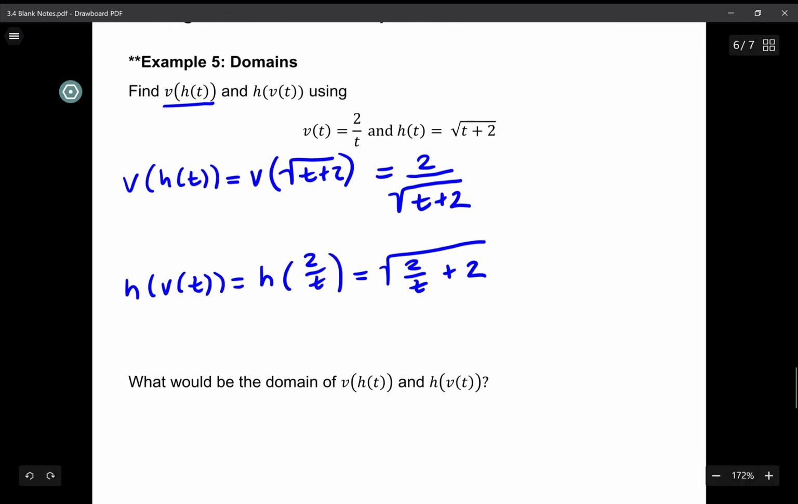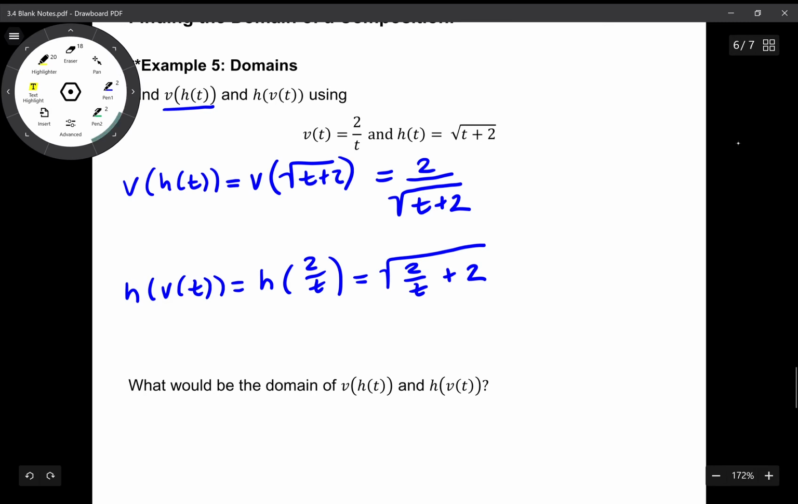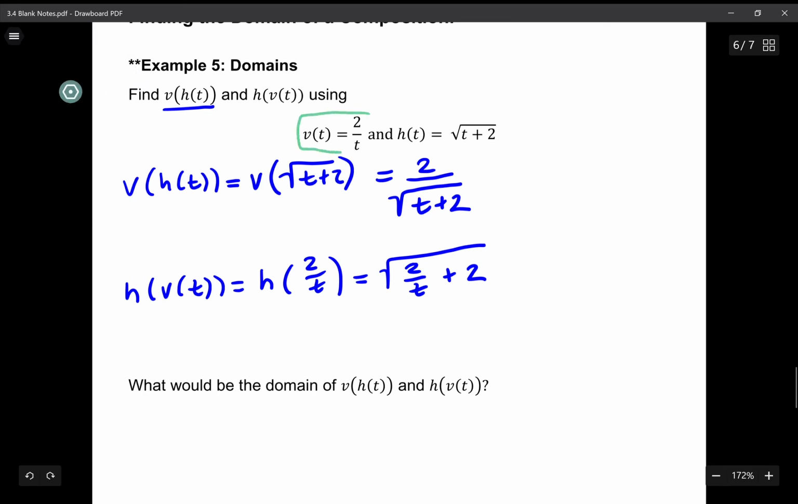Well, let's look at their domains individually first, and then we'll think about their composition, because I think that will be helpful. If we look at the function v of t, and we think about its domain, remember this, there's two things you check in domain. You check square root of a negative number, and you check don't divide by 0. So this one falls into that second category, don't divide by 0. So for this guy, we need t to not be equal to 0. So domain is going to be the set of all t such that t is not 0. Everything but 0.